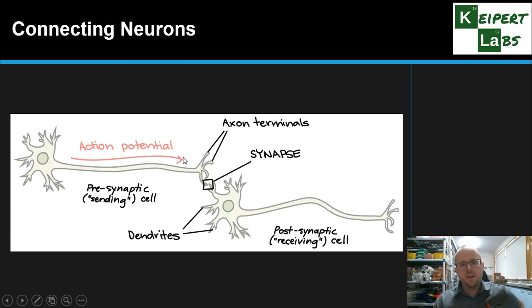But so the idea is that the signal travels along, gets to the axon terminal, and it needs to jump across to the dendrites of the next or receiving cell. And so we're going to show you how that connection is able to work.